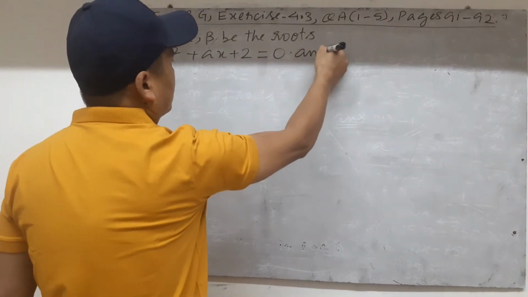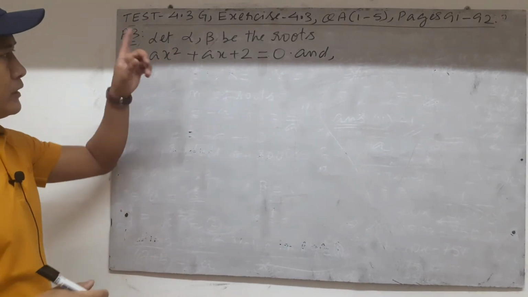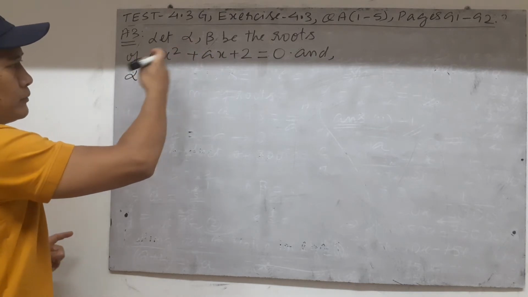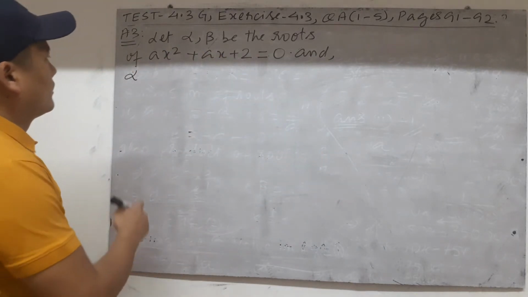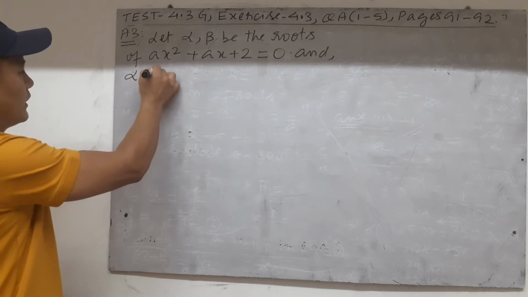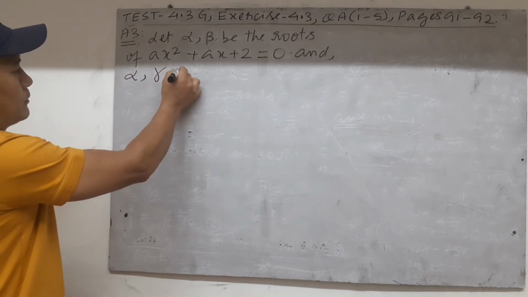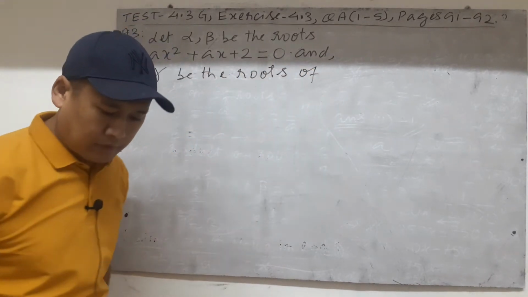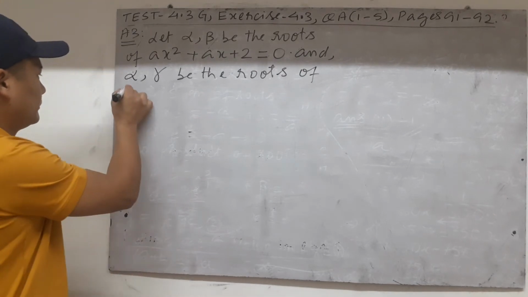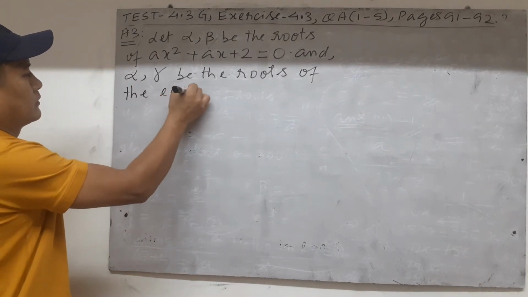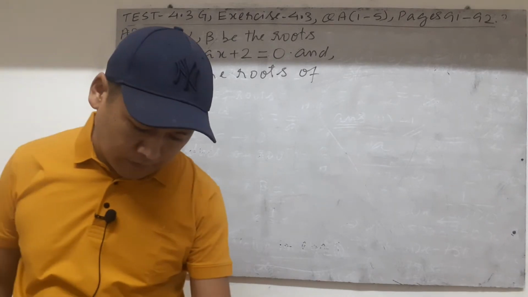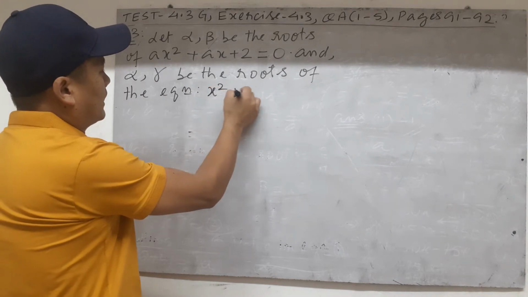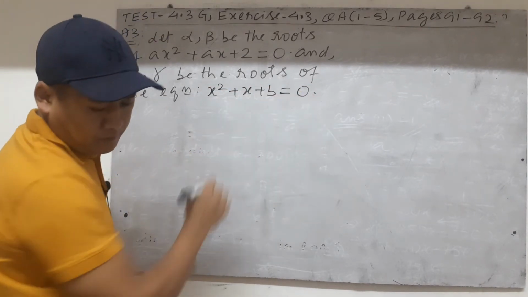Now these two equations have a common root, so let the first one be the same, alpha, the root of this equation. Let it also be the root of the other equation. So alpha, and the other one should be different, gamma, be the roots of the equation x squared plus x plus b equal to 0.